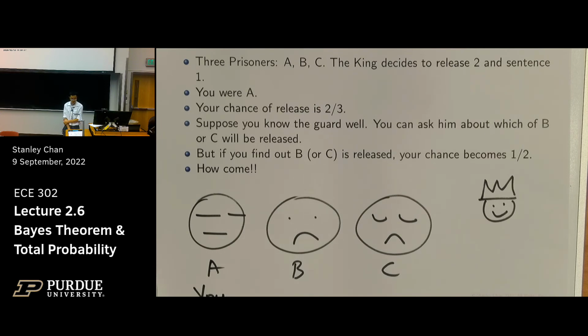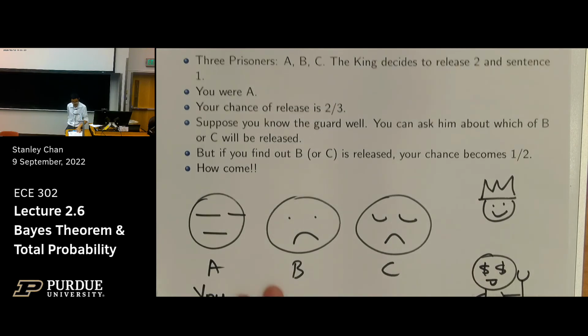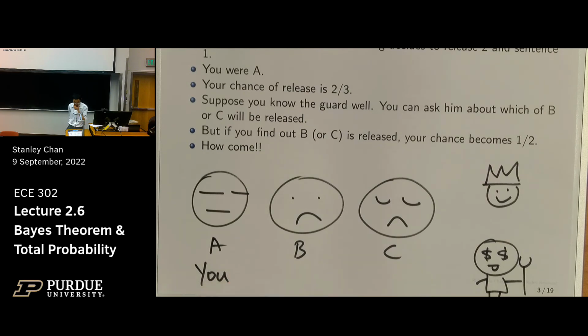Suppose you know a guard very well. So there's a guard. Usually, is the guard happy or not? Usually it's like this, like a farmer. So the guard is here, and you ask him. Now, you cannot ask him about yourself. That's the rule. Don't challenge me there, this is the problem setup. You can talk to the guard, and the guard can tell you about prisoners B and C.